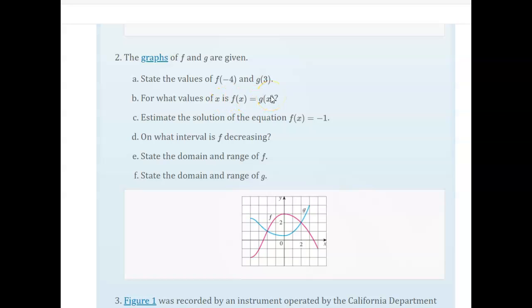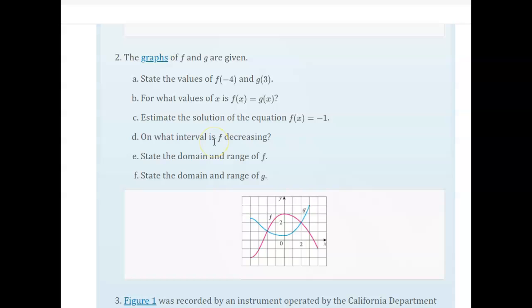On the next question, it's saying for what values of x is f of x equal to g of x, which is basically where the two graphs intersect, where the y values are the same. So x equals negative 2, and x equals 1, and x equals 2. That's where these two graphs cross.